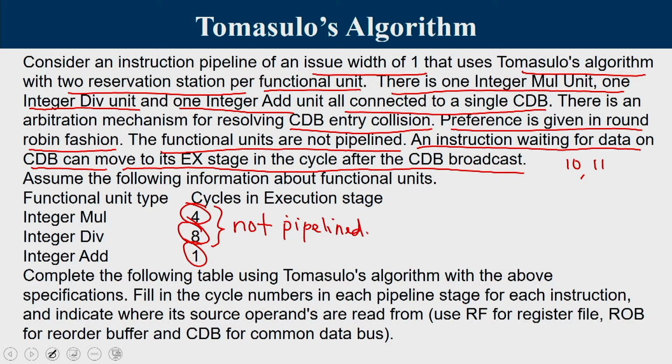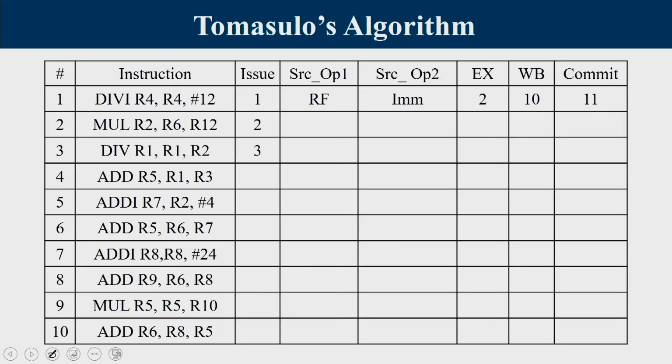Complete the following table using Tomasulo's algorithm with the above specification. Fill in the cycle number in each pipeline stage for each instruction and indicate whether its source operands are read from register file, reorder buffer or CDB. So, this has been given. These are the set of instructions that are to be executed.